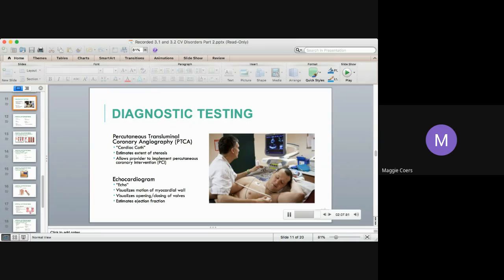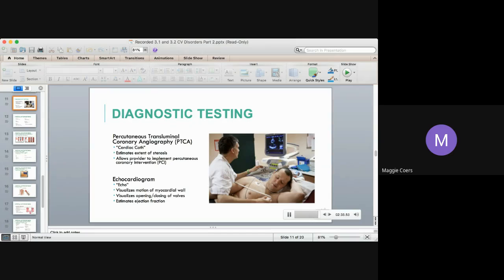So echocardiogram is often referred to as an echo. It visualizes the motion of the myocardial wall, so contraction of the heart. It can visualize opening and closing of the valves as well. Okay, so we can watch those openings and closings of the valve, and we can diagnose valve disorders from the echo as well. The ejection fraction is the biggest thing that we get from an echocardiogram.